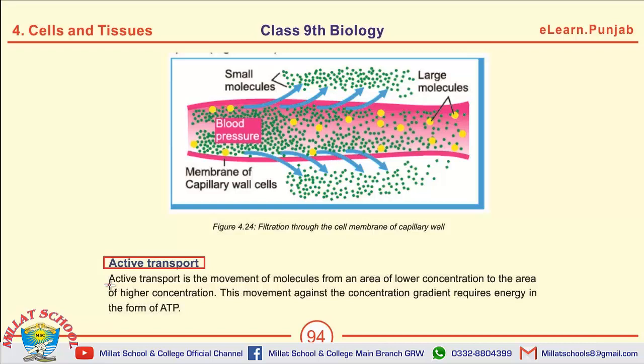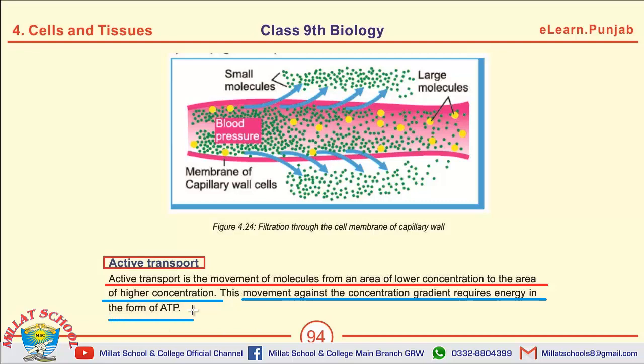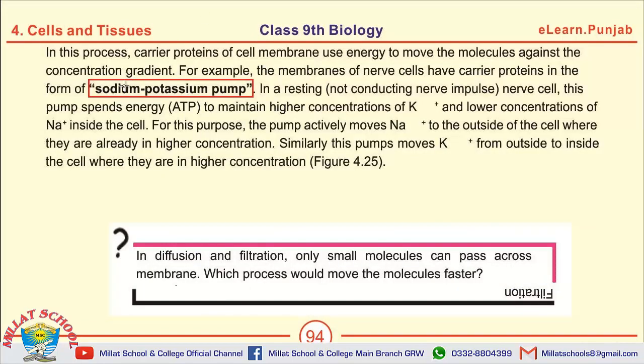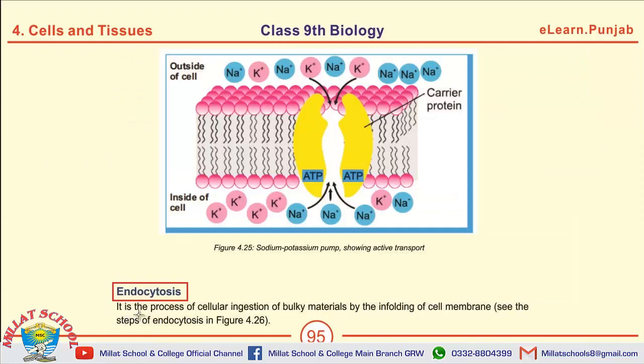What is active transport? Active transport is the movement of molecules from an area of lower concentration to the area of higher concentration. The MCQs may be from the definition of active transport. And the last point, this movement against the concentration gradient requires energy in the form of ATP. The next question is about what is sodium potassium pump.